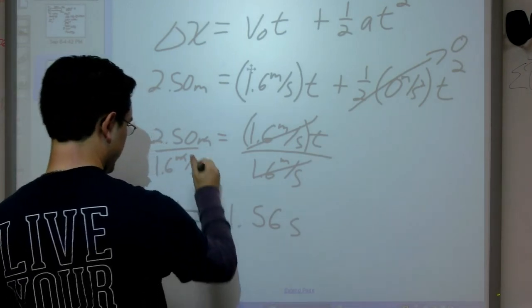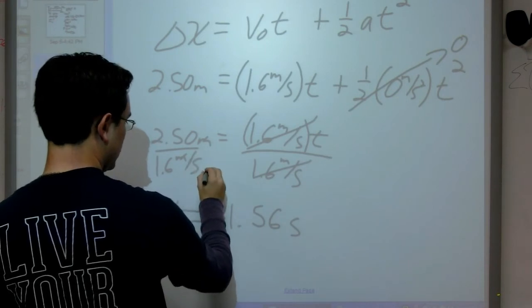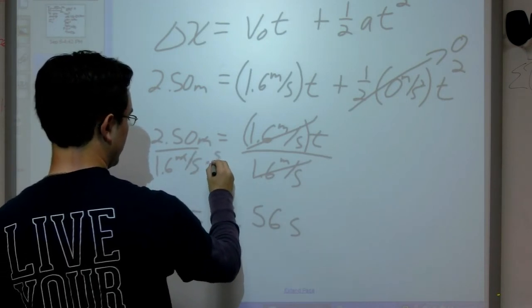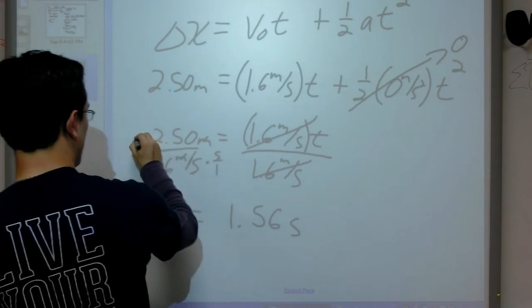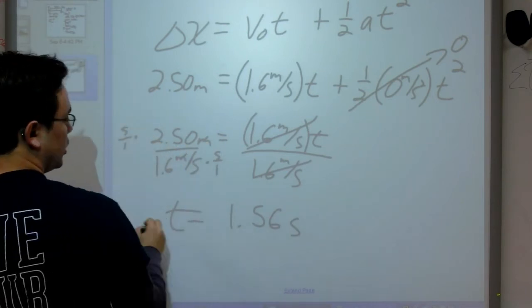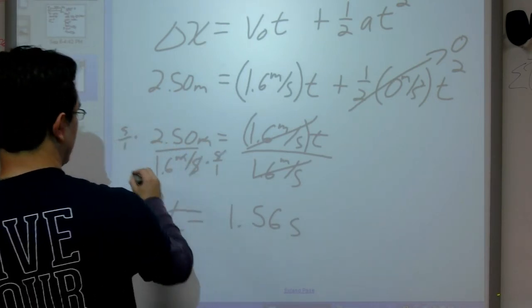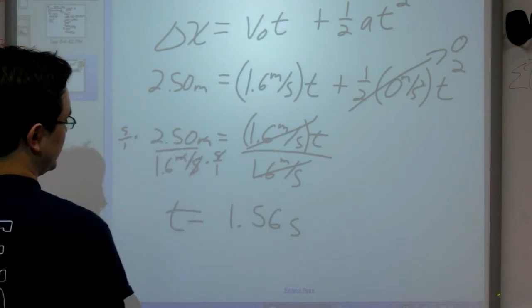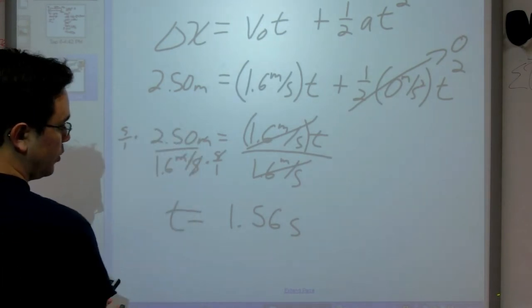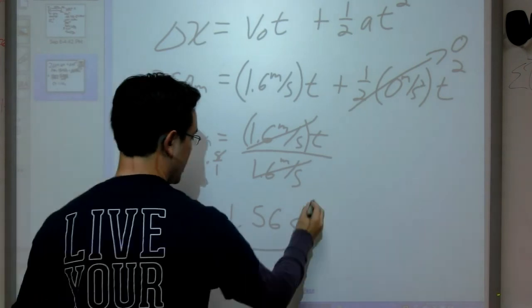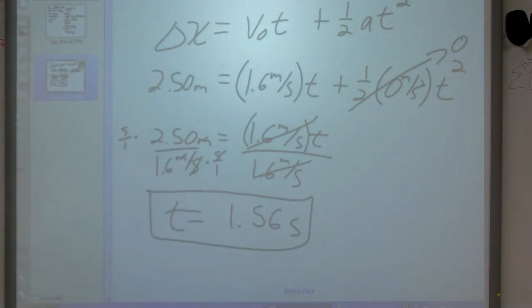Oops. That eraser is so big. So to get it out of the denominator, I'm going to multiply by seconds over 1. I have to do the same thing on the top and the bottom, or else I'm changing things. Seconds get canceled out, and we end up moving the seconds up into the numerator where they belong. So we end up with time equals 1.56 seconds. There we go. That's how long it will take the tennis ball to roll across my lab table.